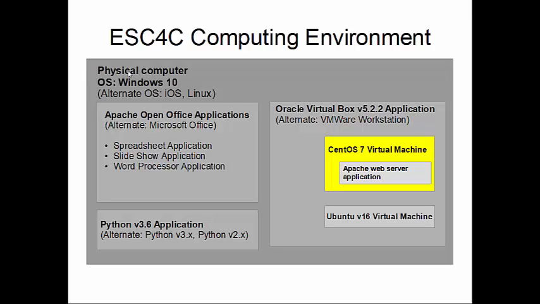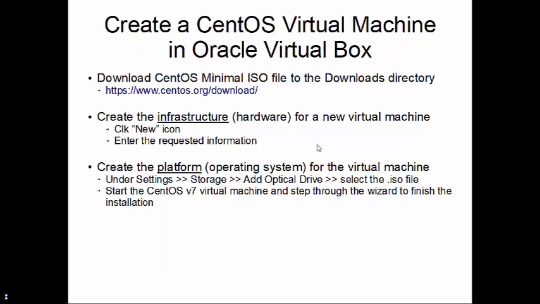So although the video is a little bit long, I think it's well worth the effort and the time. This outer box represents your physical computer running a Windows 10 operating system, and these are the components that we will eventually install, but right now we're focused on CentOS 7. So there are a few steps to do that. Let's take a look at that.